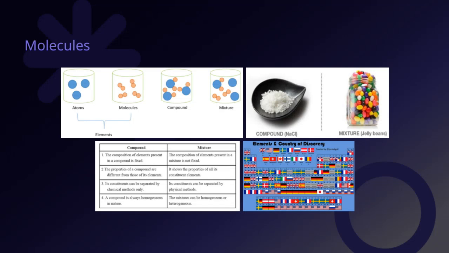Let's take a closer look at molecules. Molecules are the fundamental building blocks of matter, and they consist of two or more atoms bonded together. These bonds can be covalent, where atoms share electrons, or ionic, where electrons are transferred from one atom to another. Understanding molecules is crucial because they determine the properties of materials, from how a substance looks to how it behaves chemically.